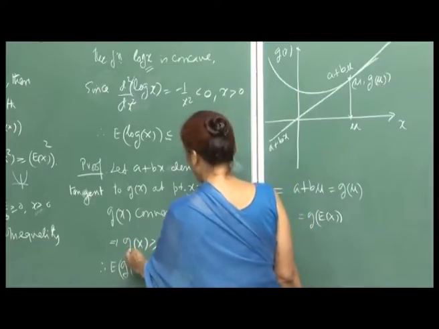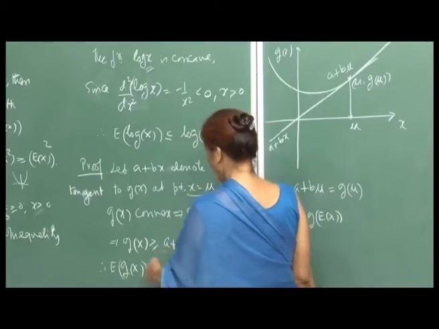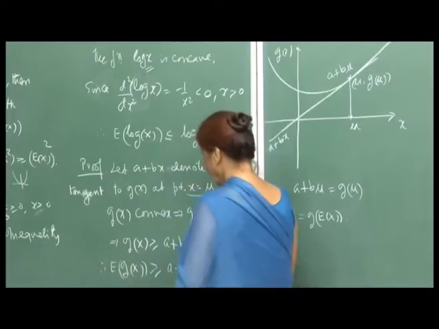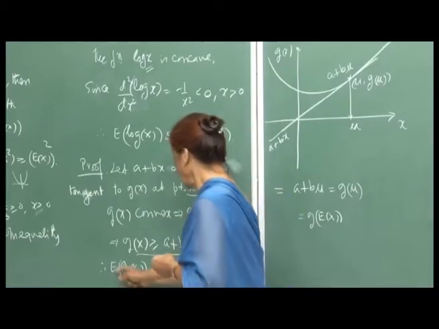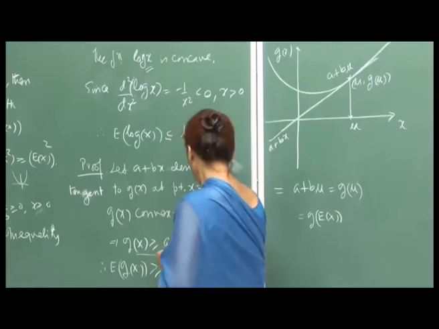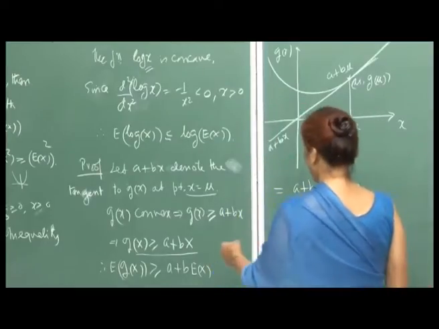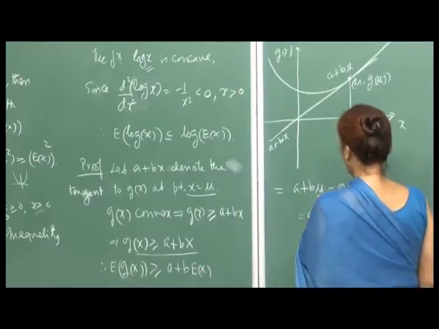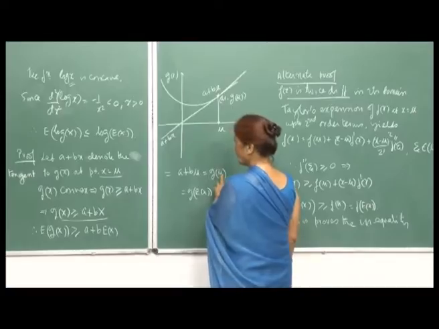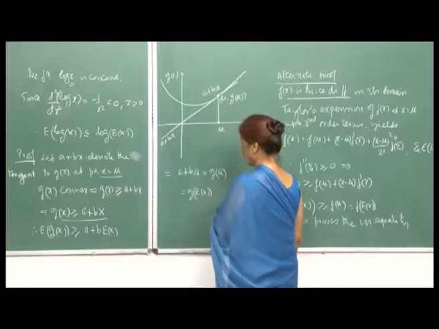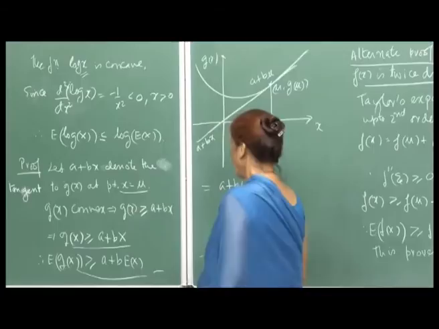Since this holds, when I replace x by a random variable, the inequality remains intact. So, g of the random variable X is greater than or equal to a plus b X, and the expectation will not change the inequality. When I apply expectation on either side, it will be E of g(X) is greater than or equal to a plus b E of X, where a and b are constants. So, a plus b E(X) is a plus b mu, which is g(mu), and mu is your expected value. Therefore, this is g of E(X). So, from here you have shown this inequality.